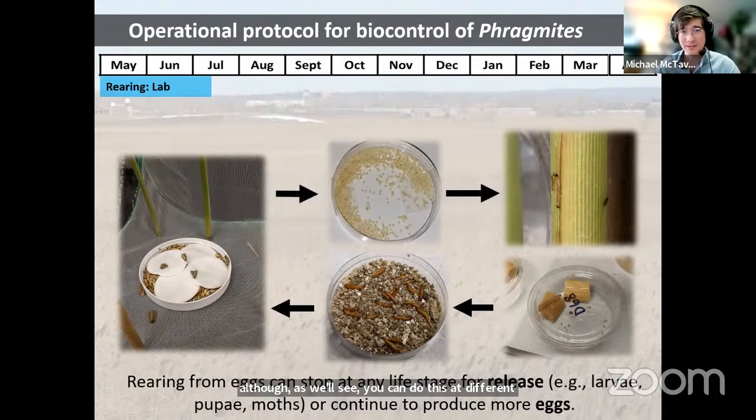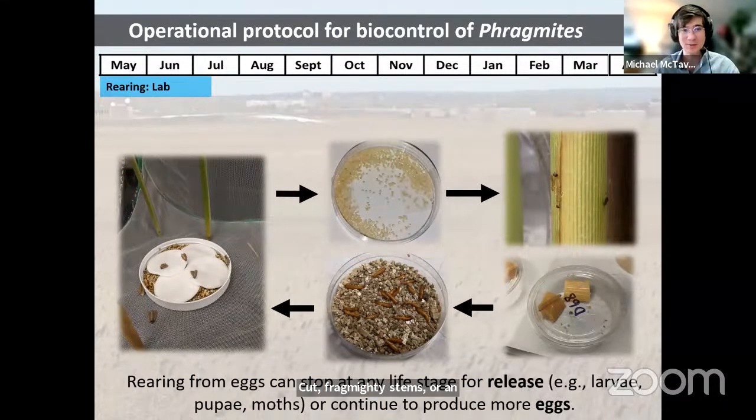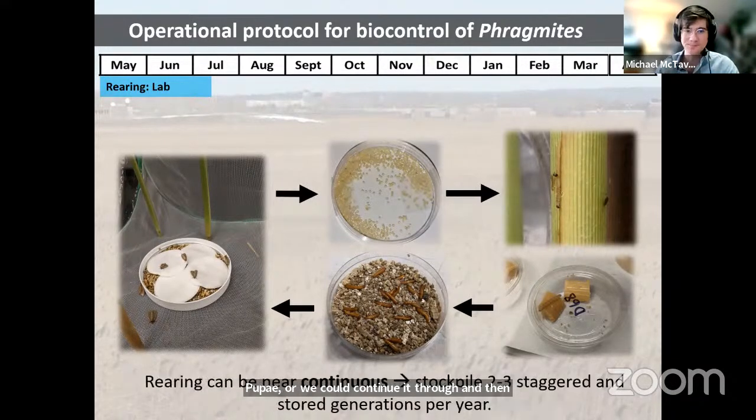Usually we're rearing from eggs, so the top middle there. These will hatch out into larvae that, depending on the species, we can feed on cut Phragmites stems or an artificial insect diet, and then this can go on to pupae and then to moths. So we can stop this process at any life stage to release that life stage. So for example, we could stop at larvae or stop at pupae, or we could continue it through and then get more eggs from moths to continue this cycle.